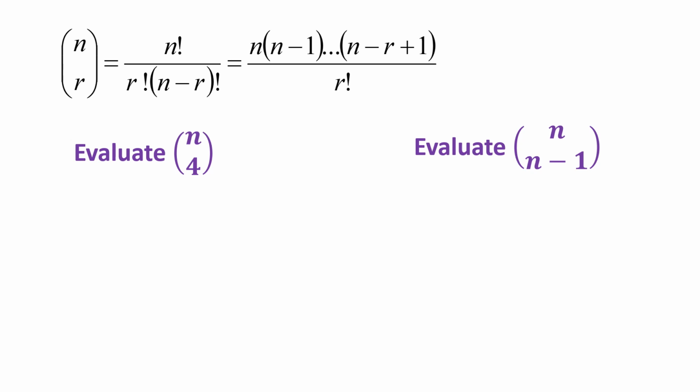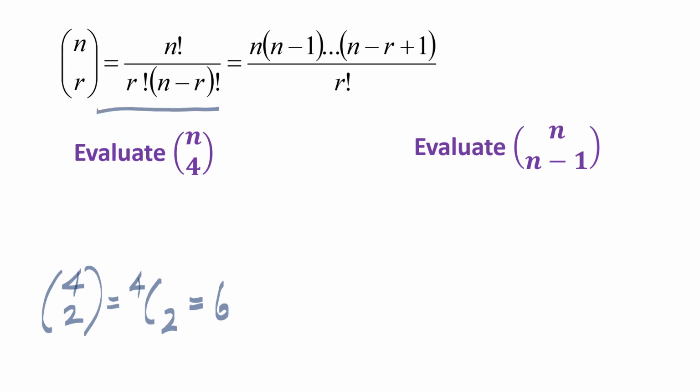So let's try to solve these two problems. But before that, maybe we can try using some numerical values, meaning let's try to evaluate 4C2. Remember that we learned earlier that to evaluate 4C2, you can use a calculator. You press 4, followed by the shift key, followed by the nCr symbol on your calculator, followed by 2. And the answer you get is 6. So if you use this formula here, do you think you will get 6 as the answer too?